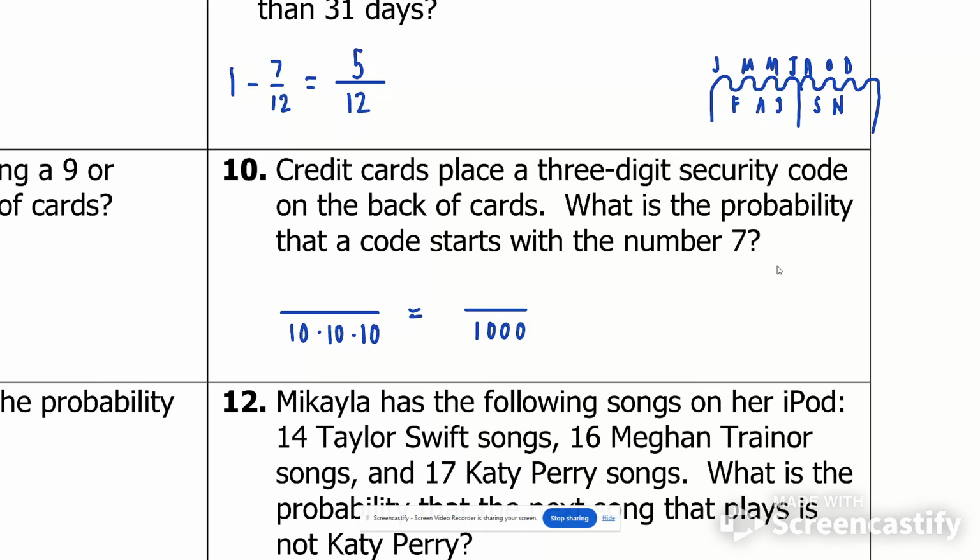Well, remember, it's asking what's the probability that a code starts with the number 7. So that means how many different possibilities could have been that first value if it was supposed to start with a 7? Well, there's only one 7. Now, did it say anything about what the next 2 digits could be? Absolutely not. They could be anything. They just can't be 7. So what you do here is you multiply 1 by 10 times 10. So that is 100. Now, 100 over 1,000 will definitely reduce, and that reduces down to 1 out of 10. All right, that's the probability.